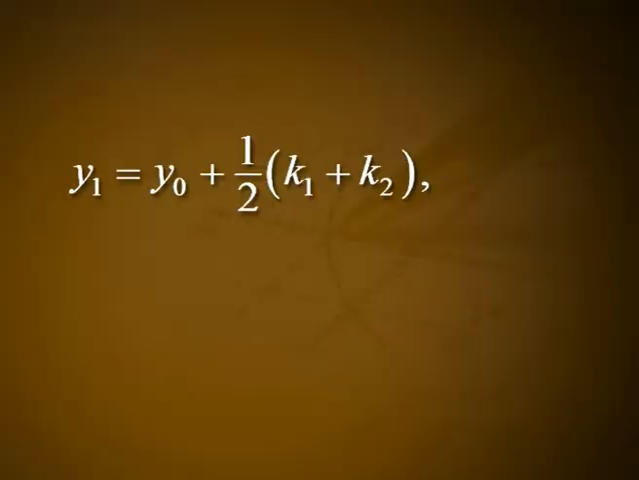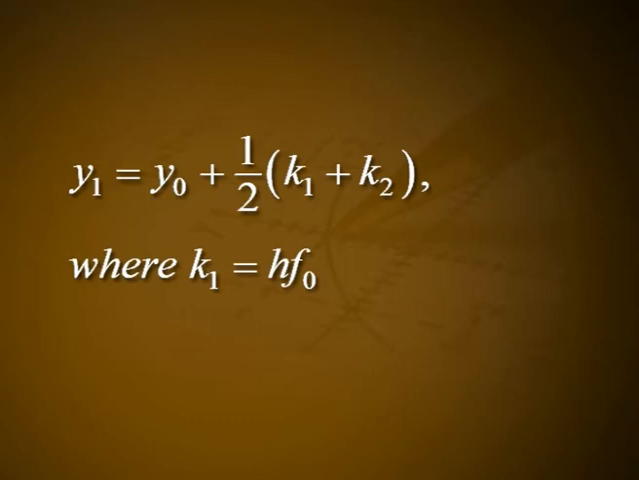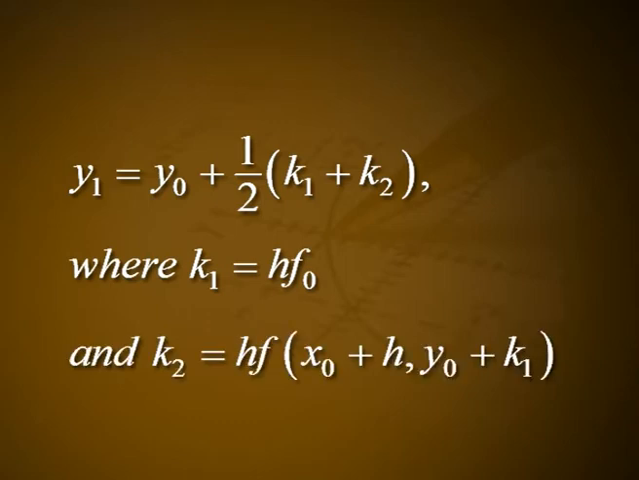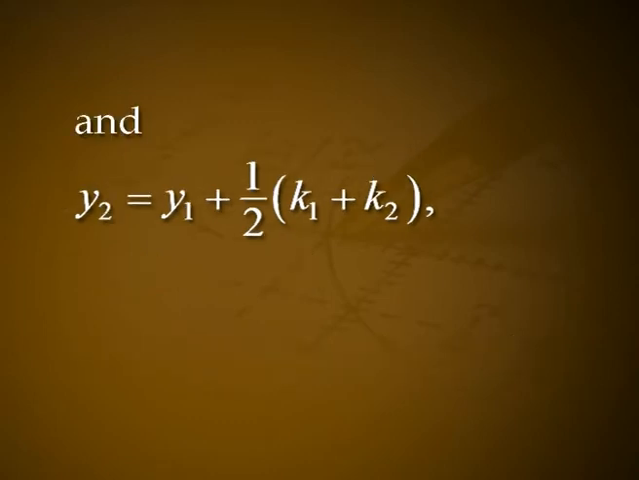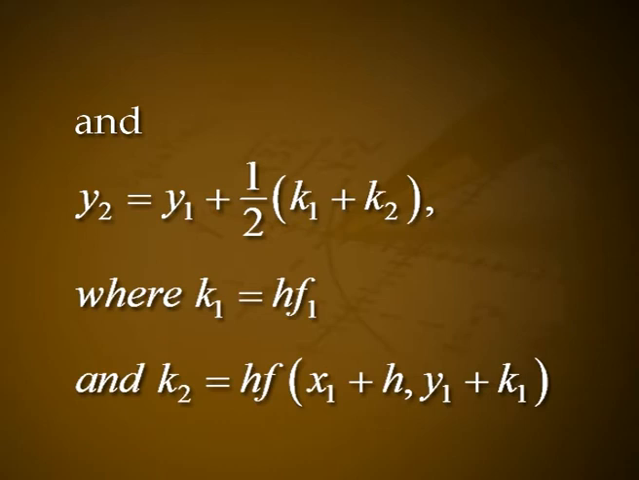We use the formula y1 equal to y0 plus 1 by 2 into (k1 plus k2), where k1 equal to h into f0 and k2 equal to h into f(x0 + h, y0 + k1), and y2 equal to y1 plus 1 by 2 into (k1 plus k2), where k1 equal to h into f1 and k2 equal to h into f(x1 + h, y1 + k1).